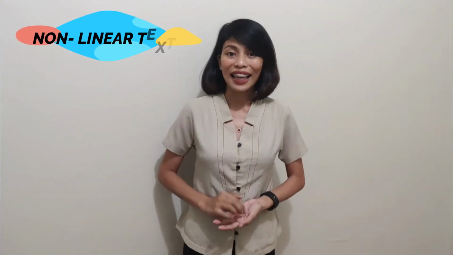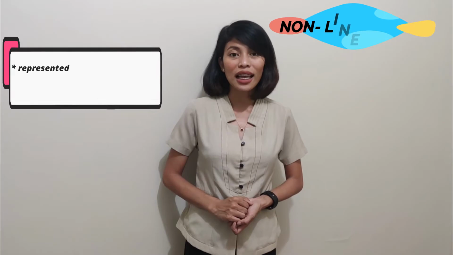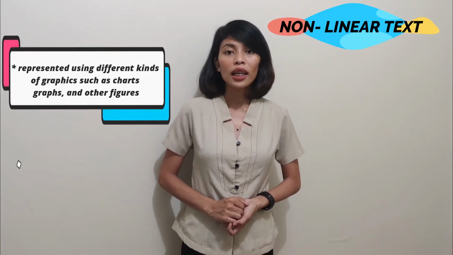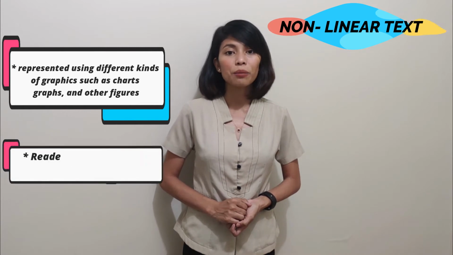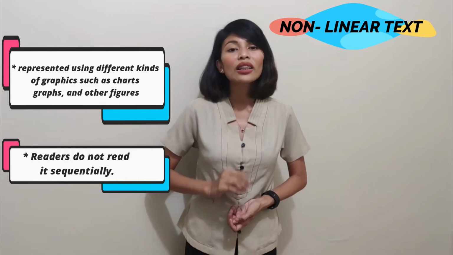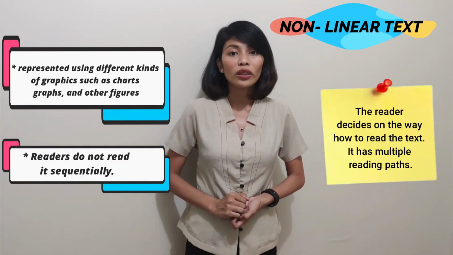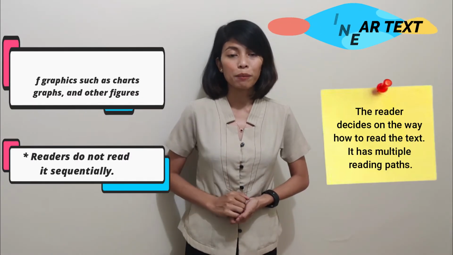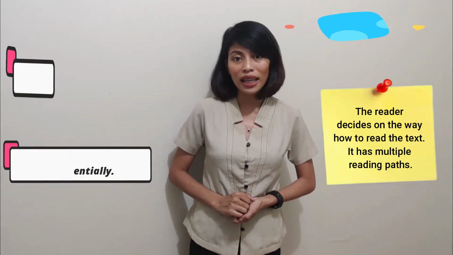How about nonlinear text? Nonlinear text is represented using different kinds of graphics, such as charts, graphs, and other figures. It is called nonlinear because the reader does not read it sequentially. Instead, the reader decides on the way of reading the text. It has multiple reading paths. Here are some examples of nonlinear text.